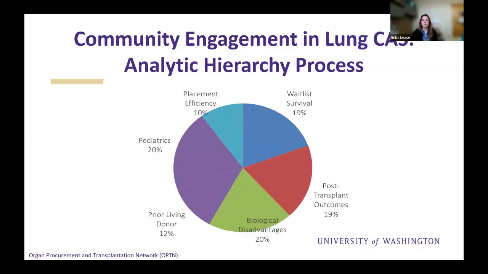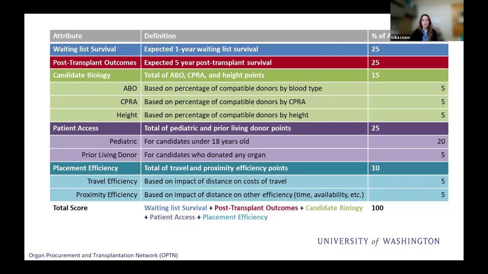The changes to the weighting were further informed by modeling, of course. And I think the biggest change is that prior living donor was not given 12%, it was given 5%. The additional points were added to waitlist survival and post-transplant outcomes. But you can see that even at this time, the community overall felt that while geography should be considered, it should have a relatively low weighting at 10%. And so this was the final breakdown.